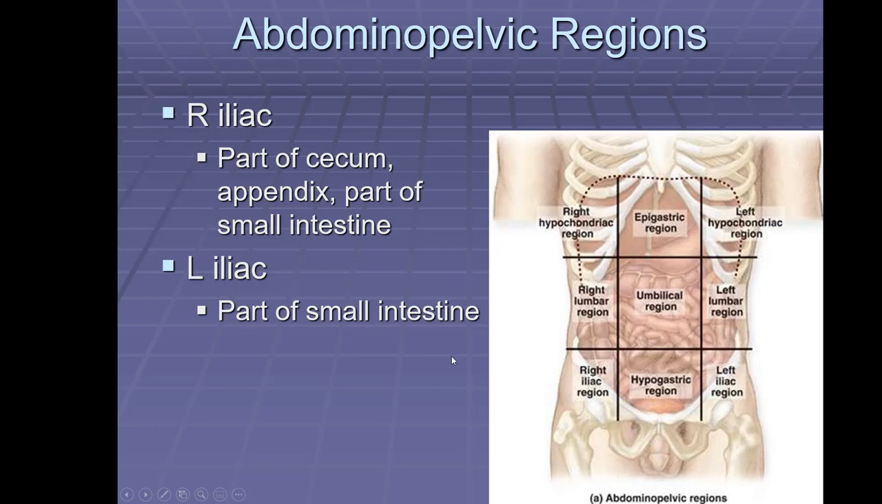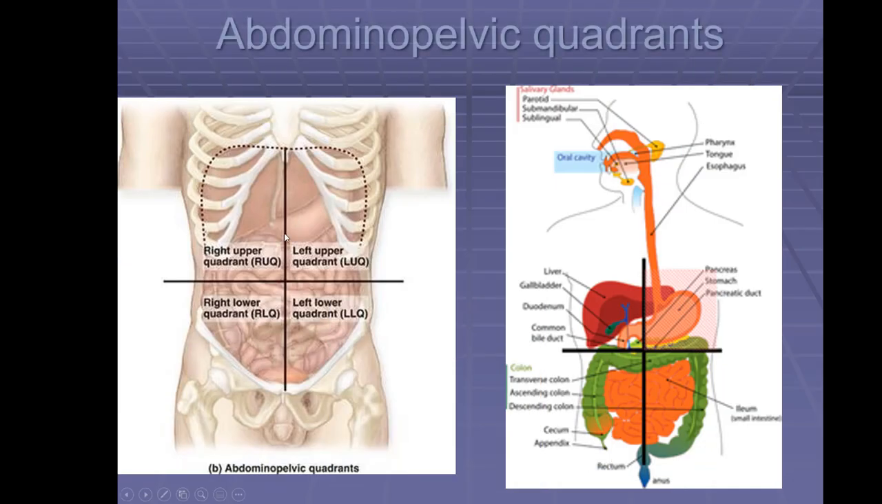So appendix. All right, to make this a little bit simpler, a lot of times in clinical situations, they use quadrants instead of regions, just a little bit easier. This time we're just going to have two lines. One in the middle going down, one going across, intersecting about where the umbilicus, or belly button, is. We call these quadrants. So right upper quadrant, left upper quadrant, right lower quadrant, left lower quadrant. Notice the abbreviations. Those are commonly used in clinical situations to describe a pain someone may be having.